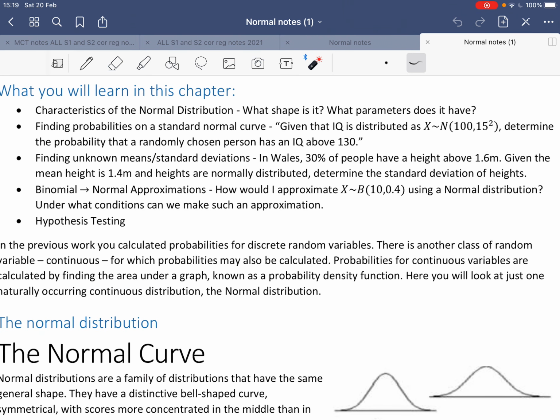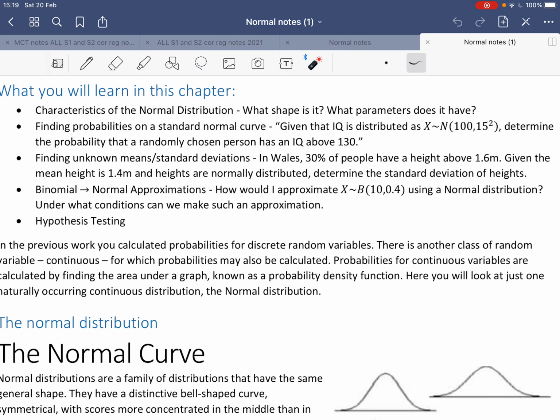So, what you will learn in this chapter. This is for the whole of this chapter in book 2, and it just sets out what we're going to find out and what we're going to learn. Today we're going to be looking at the characteristics of the normal distribution, what shape it is, what parameters it has, and then start looking at using it to find probabilities.